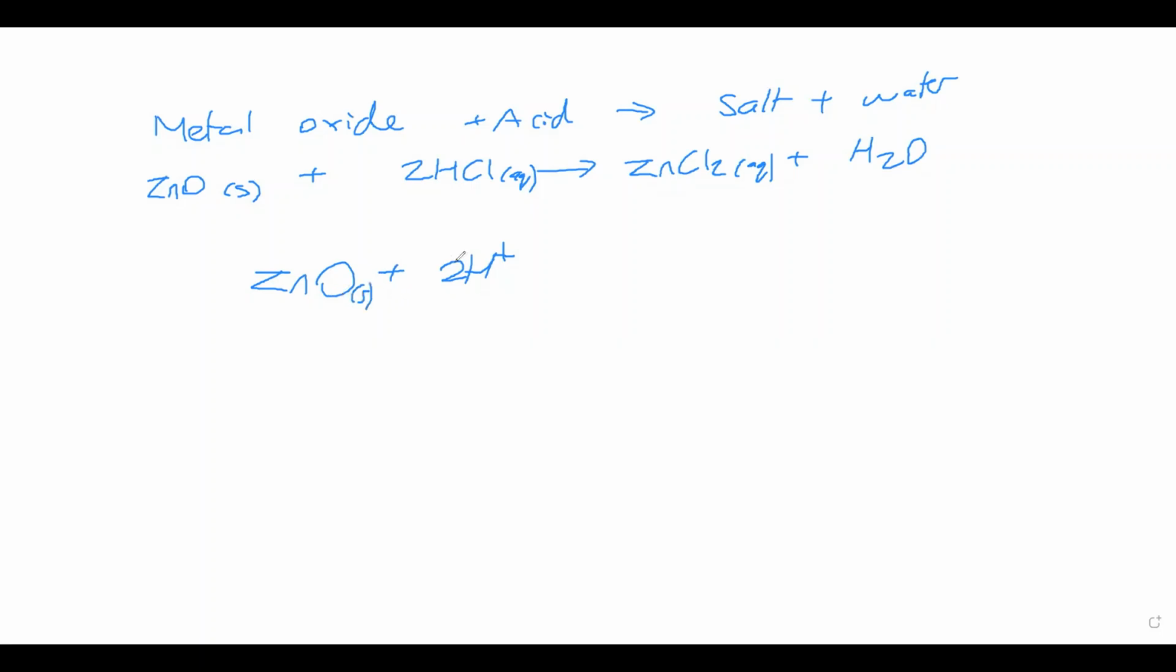Whereas before, the sodium and the chloride were already in solution, and so were effectively just acting as spectator ions. So we've got our zinc oxide reacting with our 2H+, and this is forming zinc 2+ plus water.